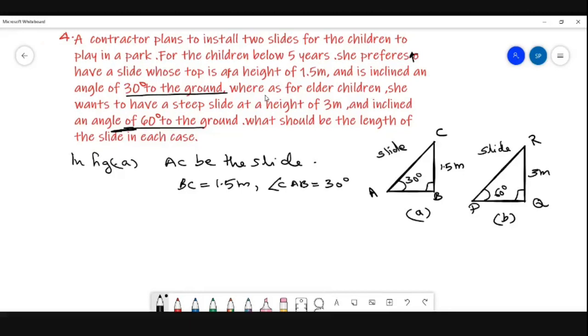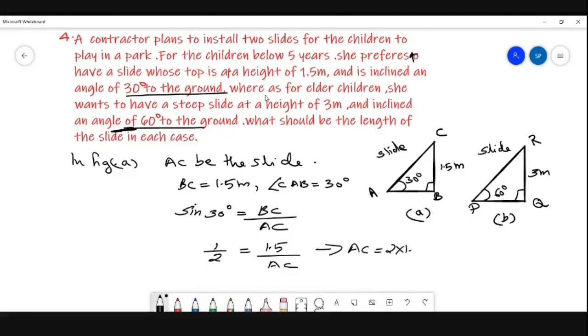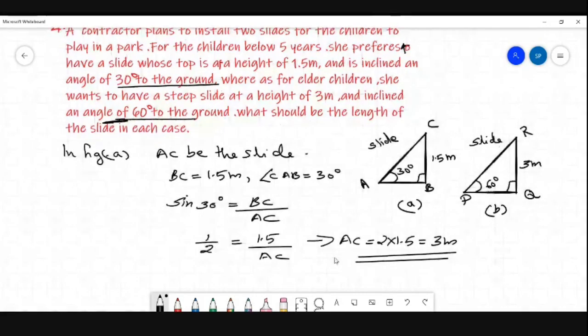So with respect to 30 degree, this is the opposite side and slide is the hypotenuse. So opposite side by hypotenuse, that is called sine 30. So we consider sine 30 equal to opposite side divided by AC, 1 by 2 equal to BC which is 1.5 divided by AC. On cross multiplication you get AC equal to 2 into 1.5, that is 3 meter. So the length of the slide for the younger children is 3 meter.